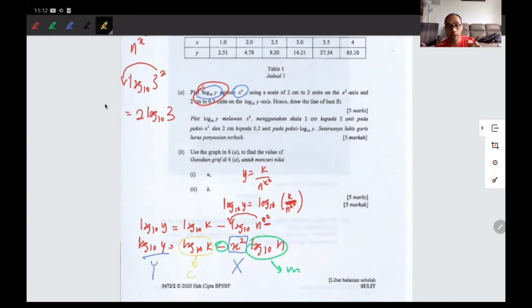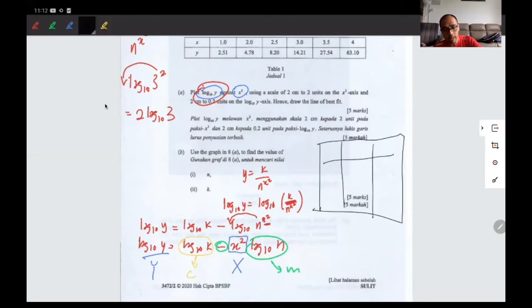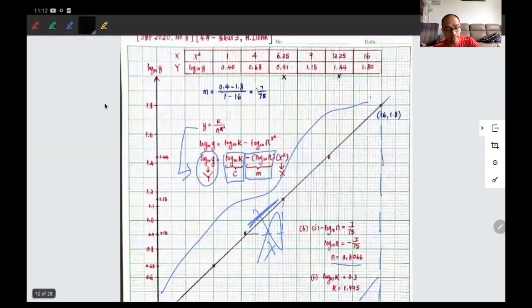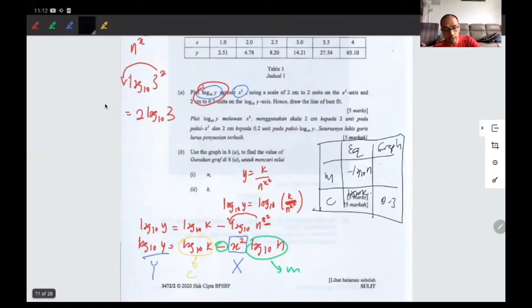Then, those of you who are doing the table method, some of my students are taught that way, the table method. So this is the M, this is the C, this is the equation, this is the graph. From the equation, M is negative log 10n, and C is log 10k. From the graph, my C is 0.3. What I calculated is 7/75. Then you equate them, and you will find the value.